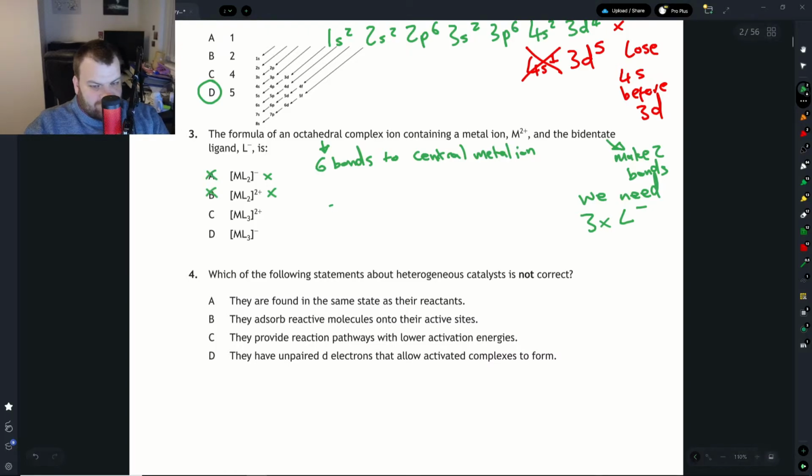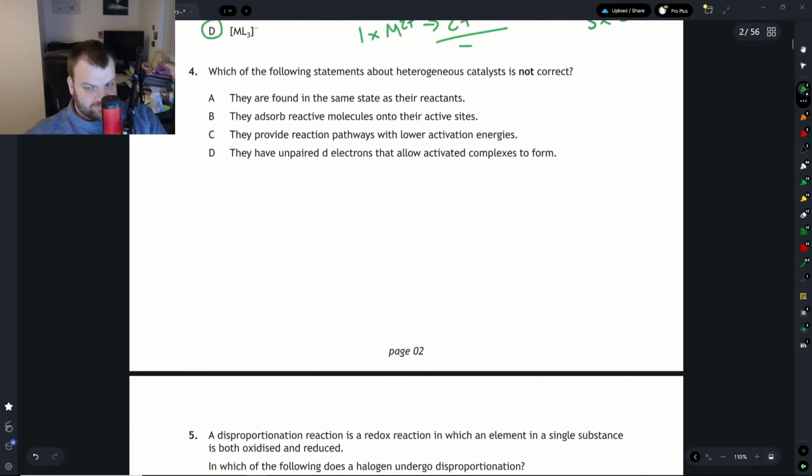If you've got 3 times L negative, that's going to give you a 3 negative charge. If you have 1 metal with a 2 positive charge, that means that overall you're going to have a 1 negative charge, because of the ligands, there's more negative charges. Therefore, our correct answer would be D for this question.